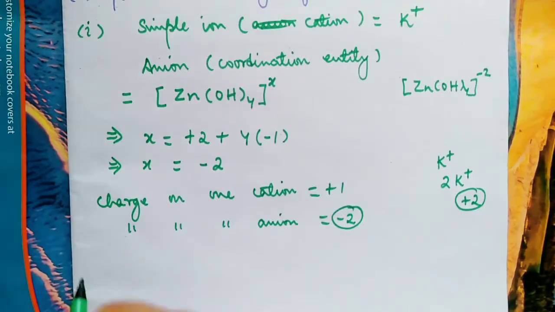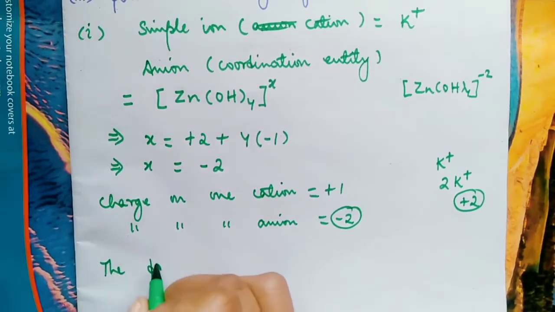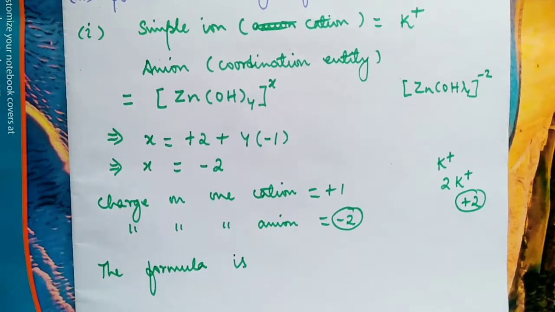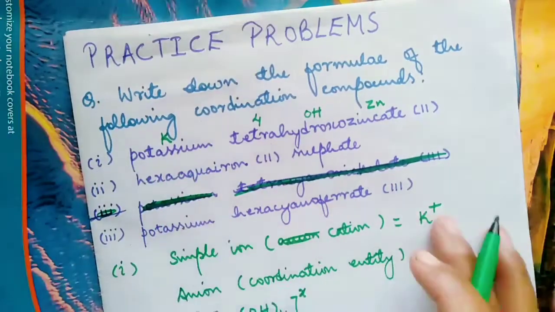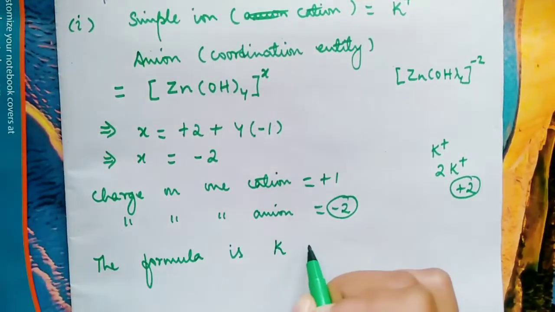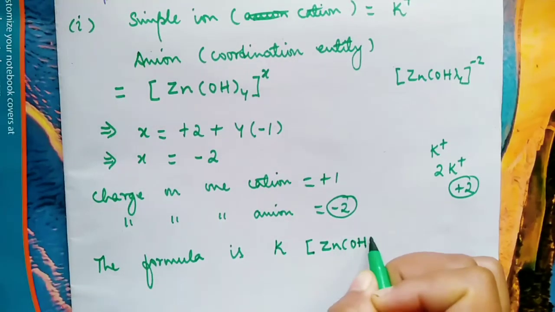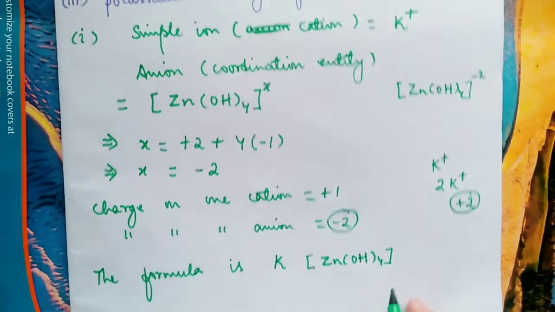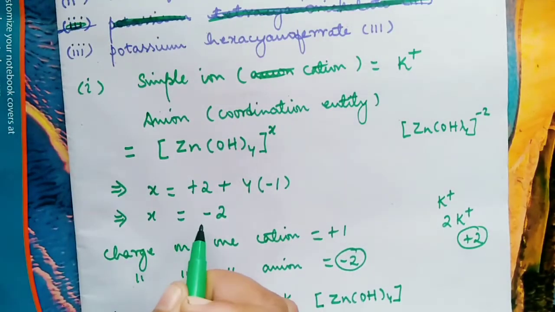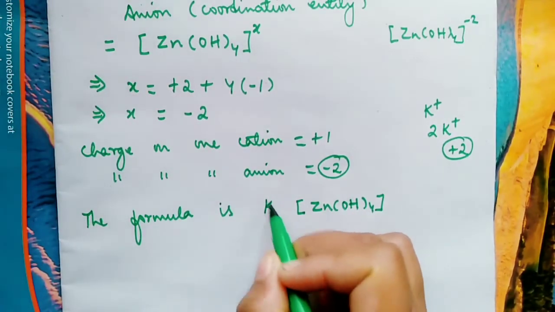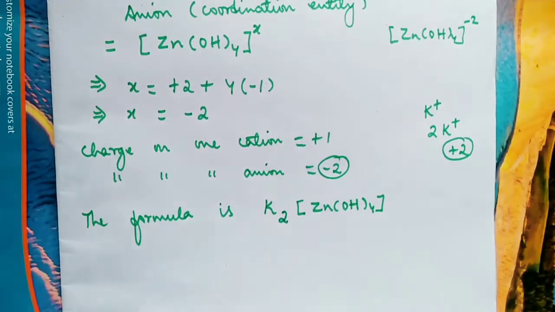Yes, so that's why the formula for the given compound is what? First we have to write potassium, and then write the coordination entity, Zn(OH)4. Look here, we got here minus 2. So this is for the coordination entity, and for the counter ion it should be 2, so that the compound will become neutral.